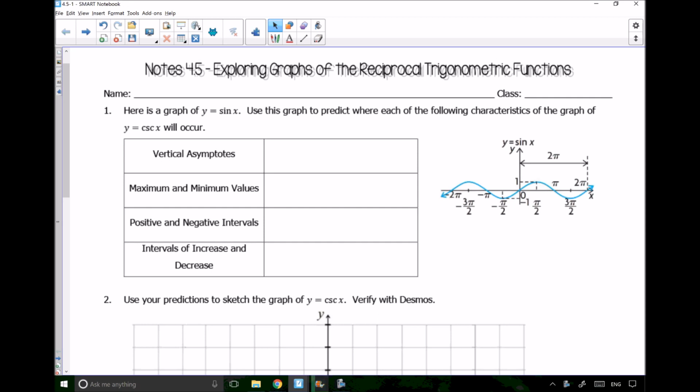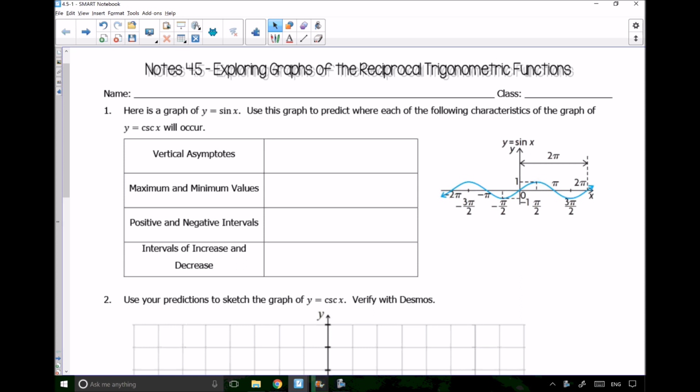It's 4.5. We're exploring graphs of the reciprocal trigonometric functions. So we looked at sine, cosine, and tangent functions. Now we're going to look at cosecant, secant, and cotangent functions, okay?